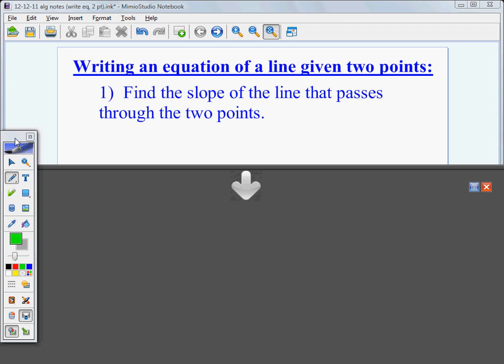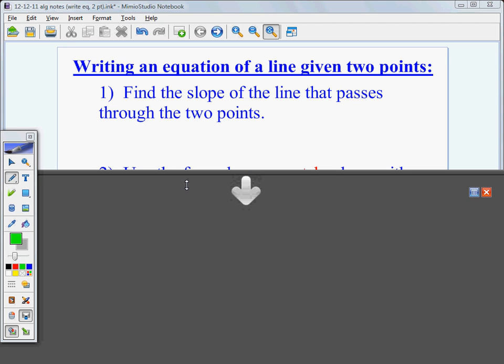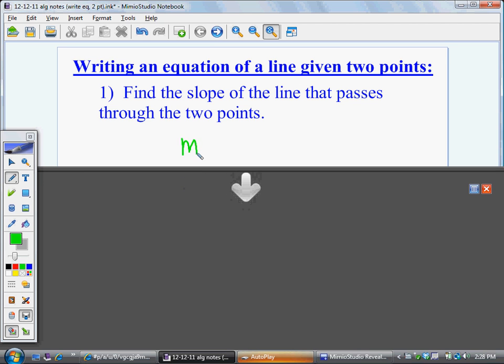So this is going to require that you know the formula for slope, which is m equals y sub 2 minus y sub 1 over x sub 2 minus x sub 1. So the very first thing you'll do is take the 2 points, plug them into the formula, and find the slope of the line.